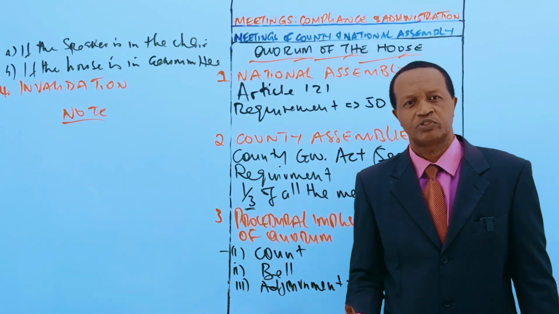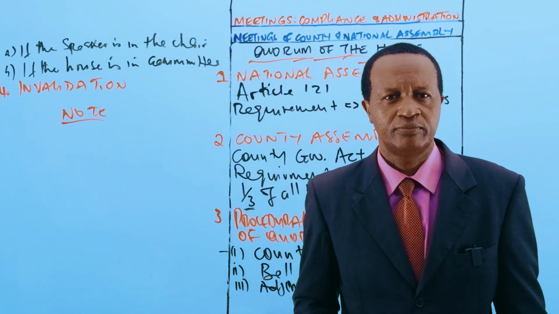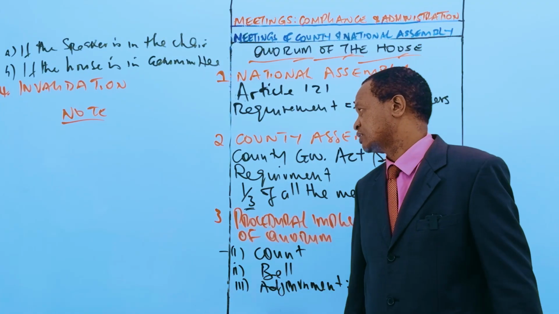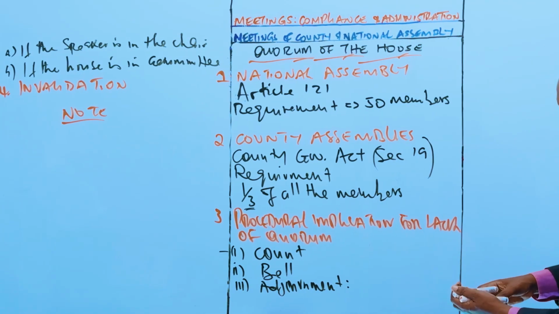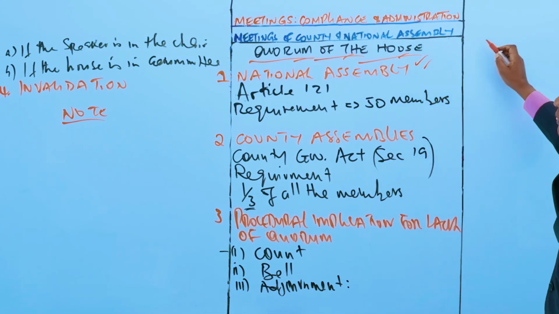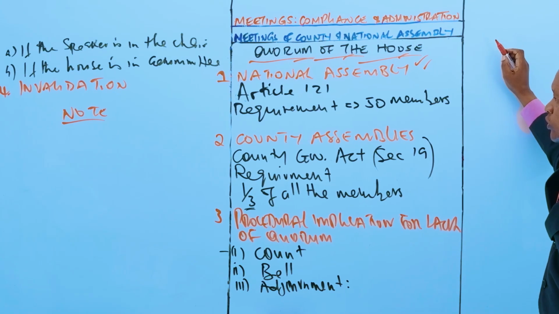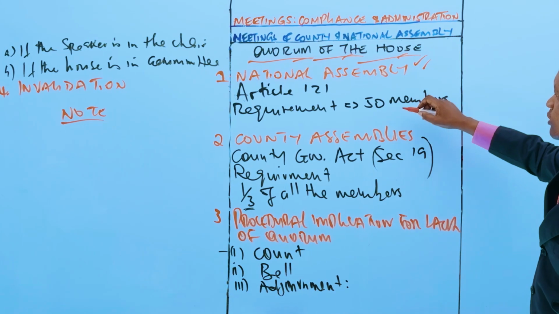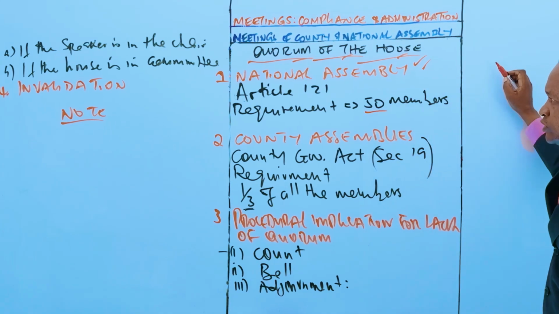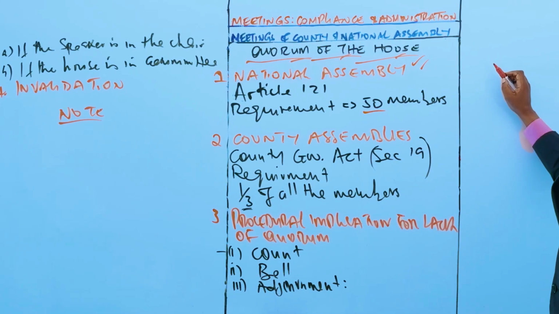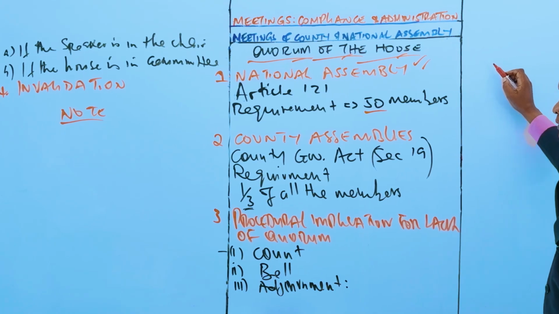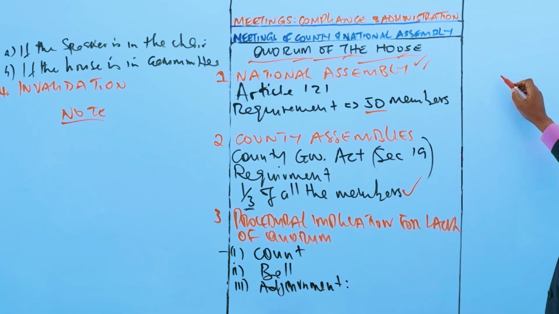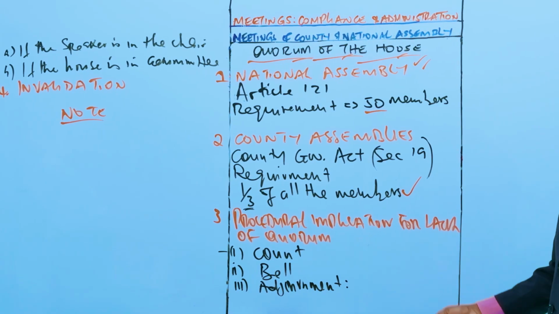And that's all, candidates, for today's lesson on quorum of the House. We've discussed the threshold for both the National Assembly and the county assemblies. For the National Assembly, Article 121 of the Constitution requires at least 50 members in the House before transacting official business. For county assemblies, the requirement is a third of all the members of the county assembly. Then we've seen the procedural implications for lack of quorum.